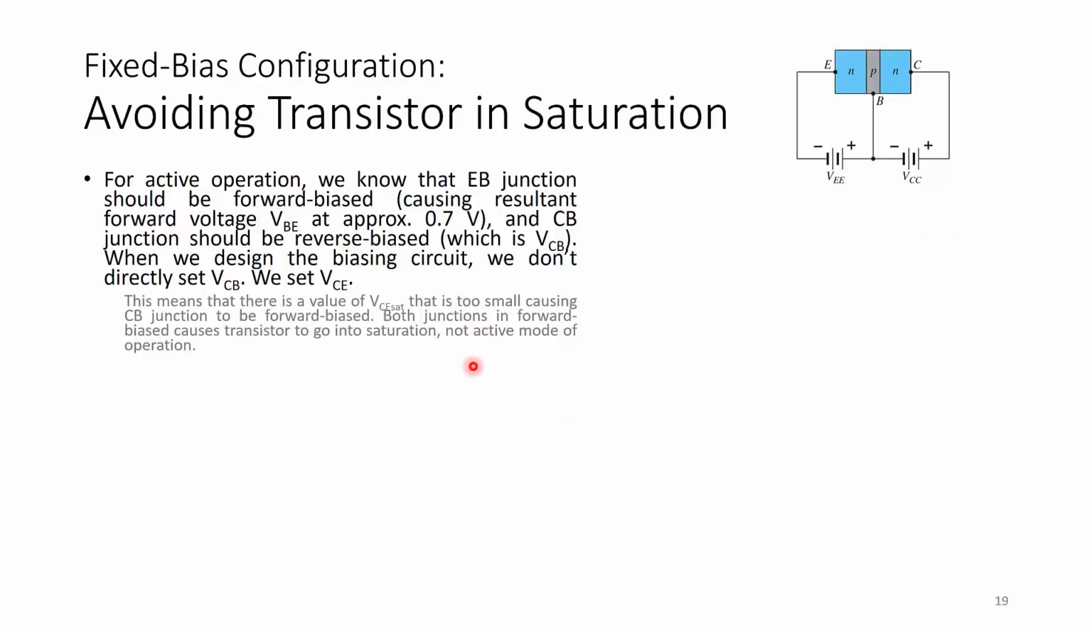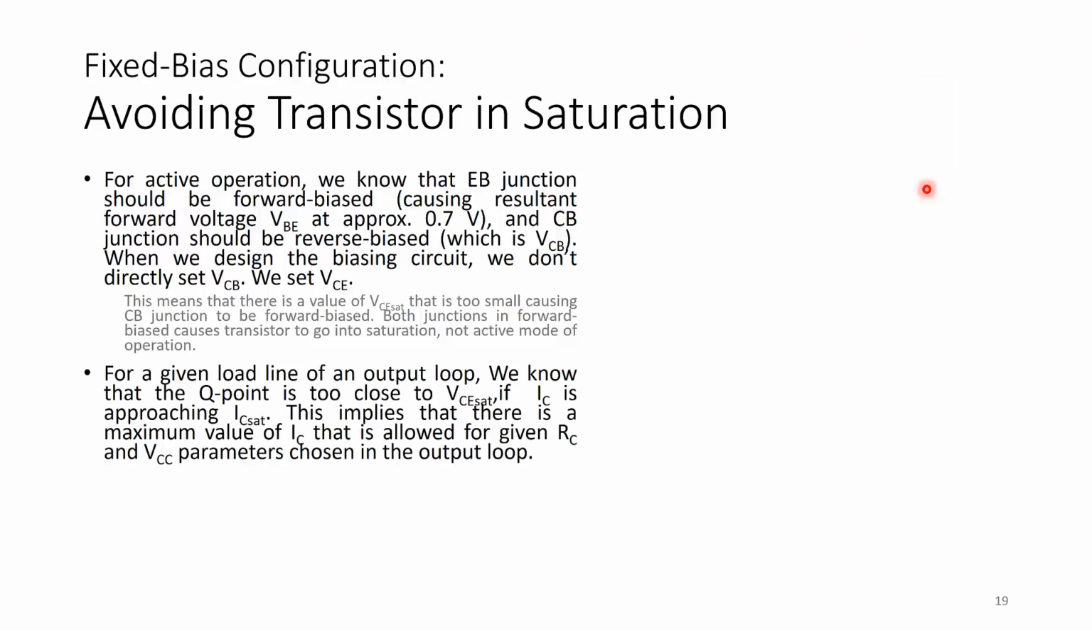So as we set VCE with the value of RC, there may be a value of VCE set that is too small, which causes the collector-base junction, which should be reverse biased in active mode, to be forward biased instead. When both junctions are forward biased, the transistor goes into saturation, which is not the active mode of operation, and this would distort the amplifier.